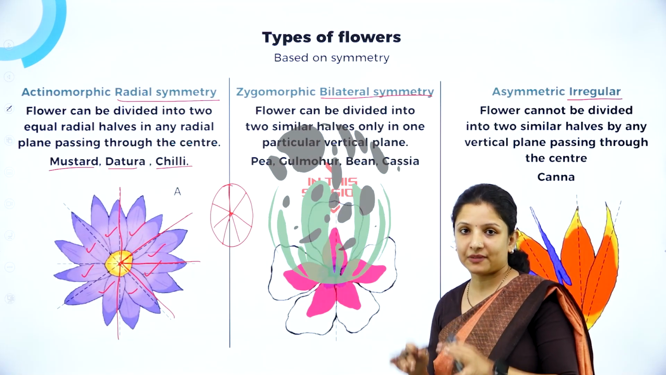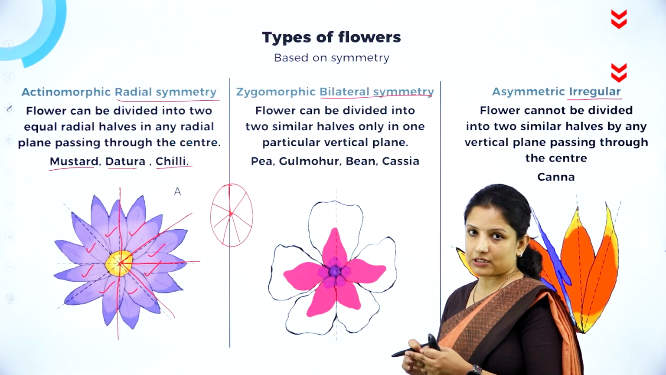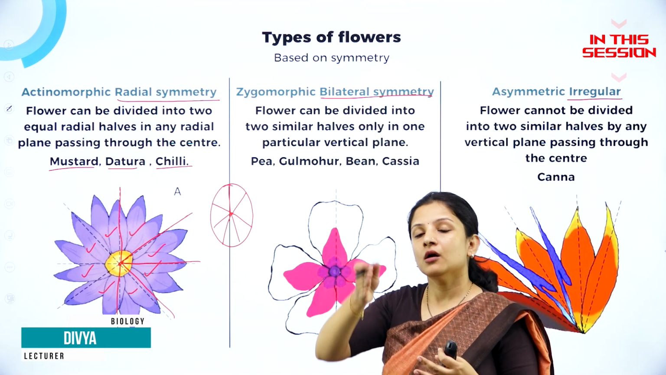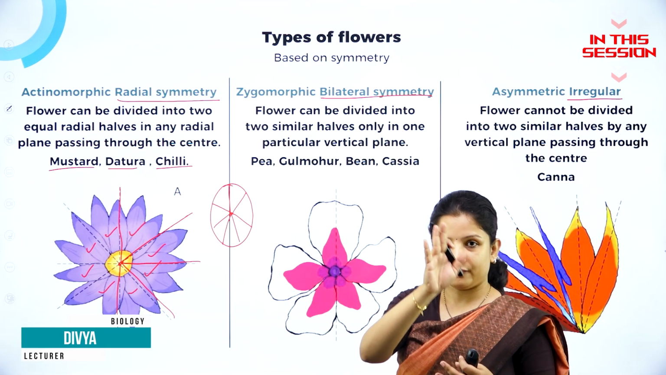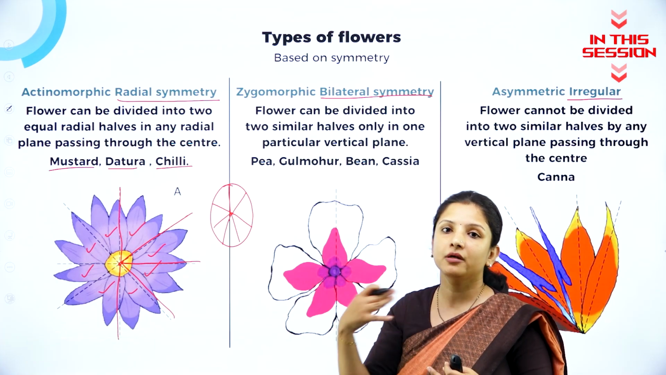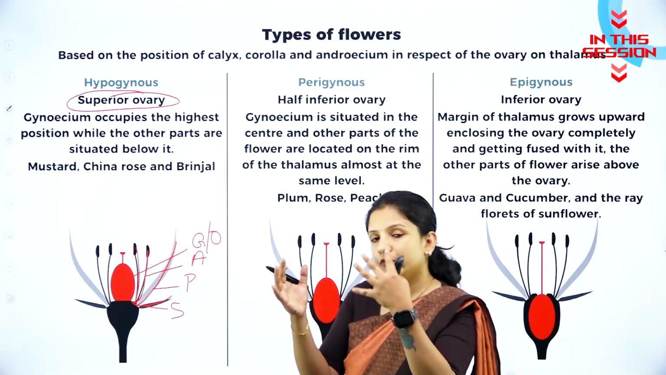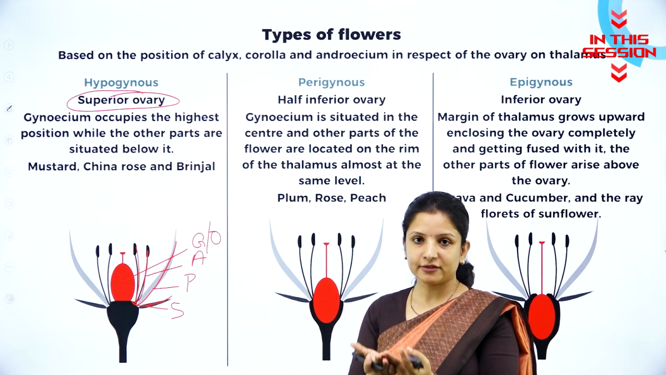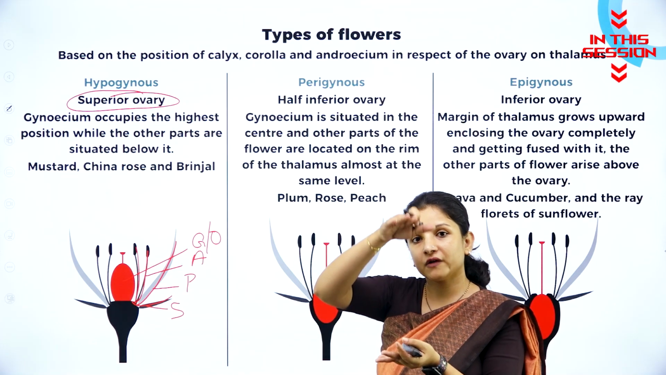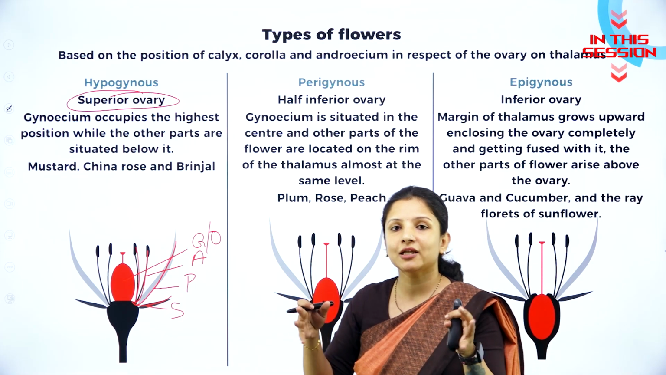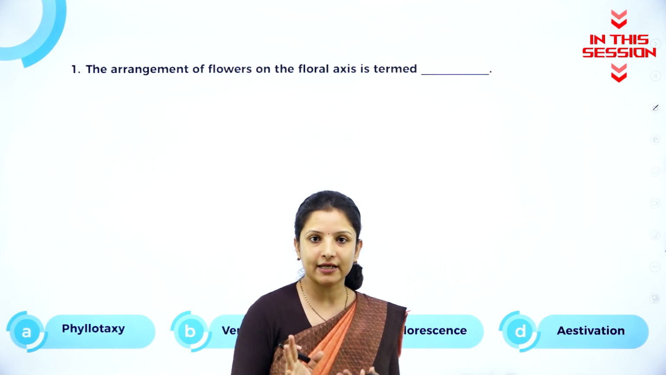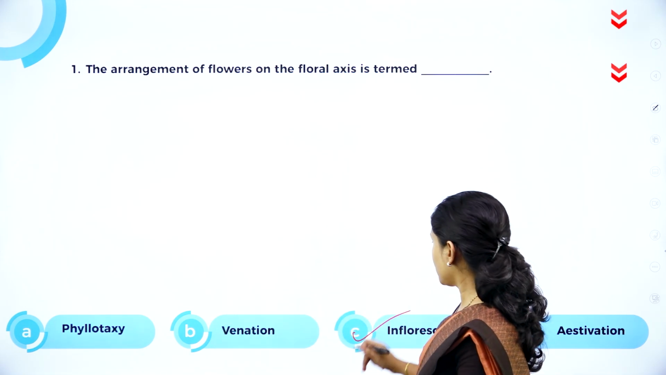Usually the leguminous plants exhibit bilateral symmetry, wherein you draw a line exactly at the center. One half of the flower will look exactly the mirror image of the other half. So when all the parts or all the whorls are arising from the base of the ovary, obviously the ovary will be at the top position. It is just like keep stacking books. The arrangement of entire flower on a floral axis is called as inflorescence. The right option here is C.